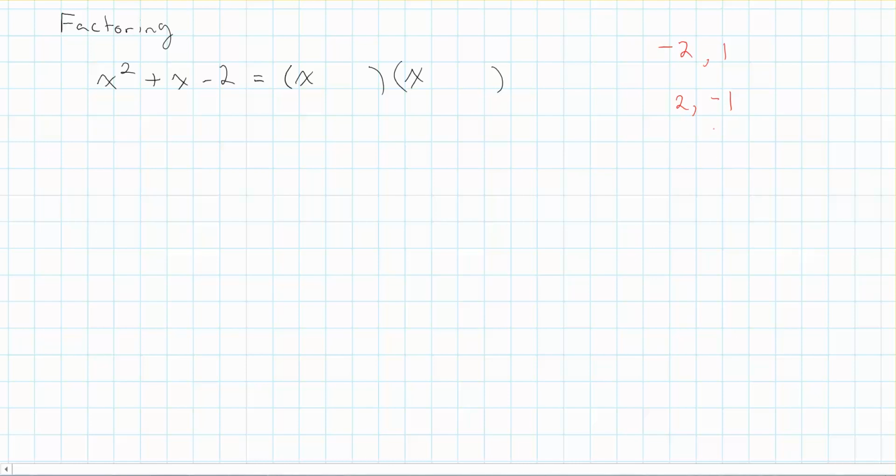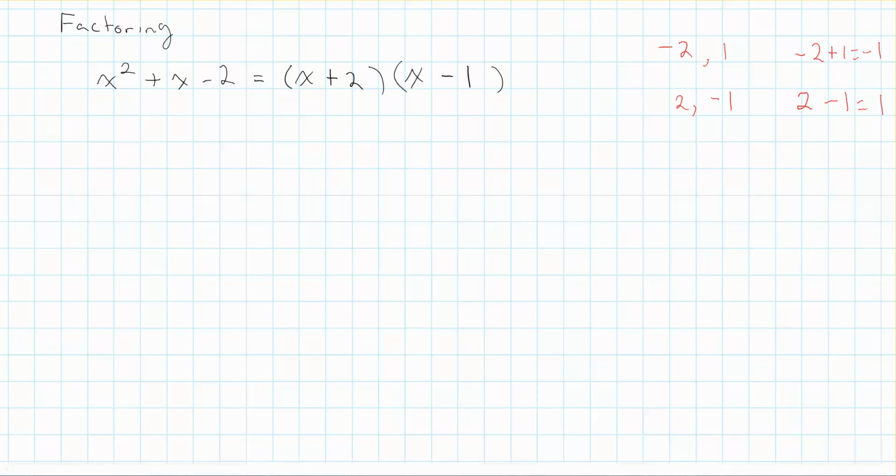And we can see here, if we do negative 2 plus 1, we get negative 1. And if we do negative 2, I'm sorry, not negative 2, just positive 2. So let me erase that here. Positive 2 minus 1, we get 1. So the one we want to use here is the 2 and negative 1. So this would be x plus 2 and x minus 1.